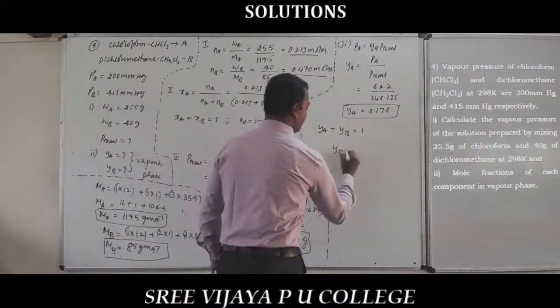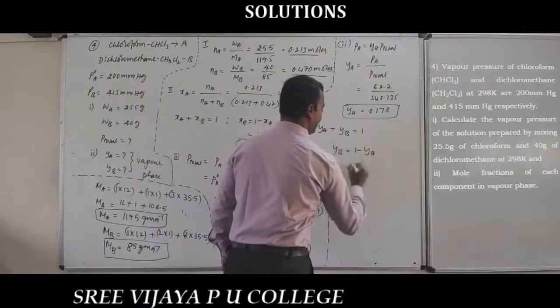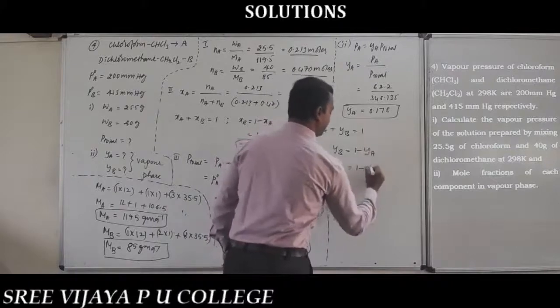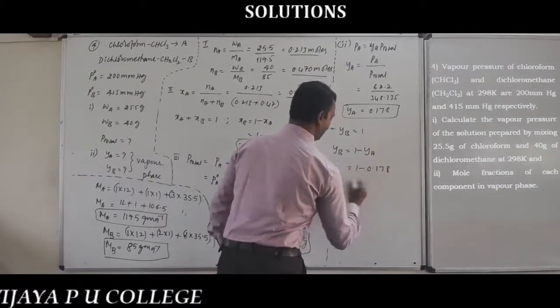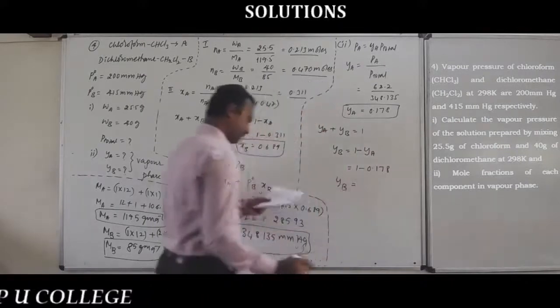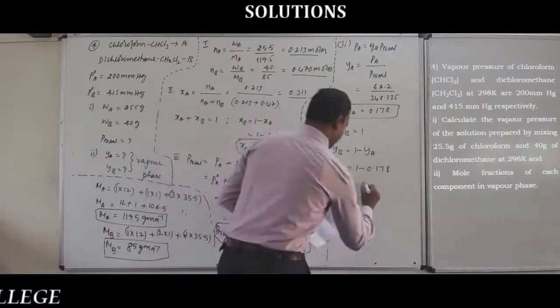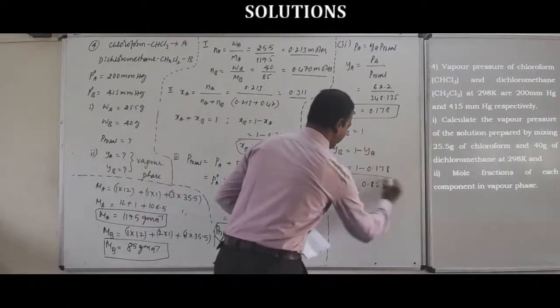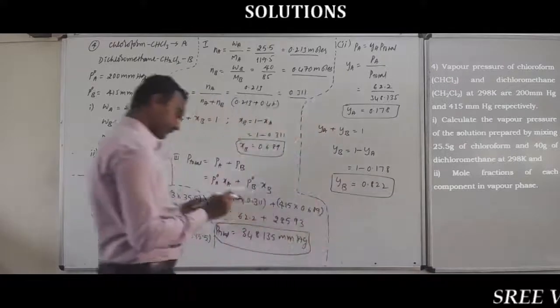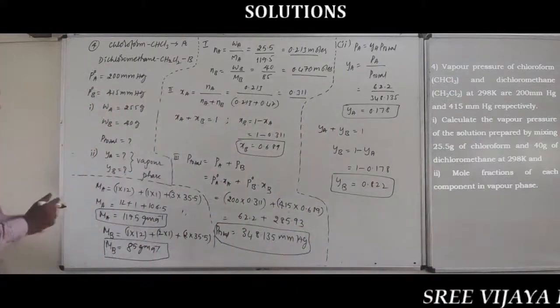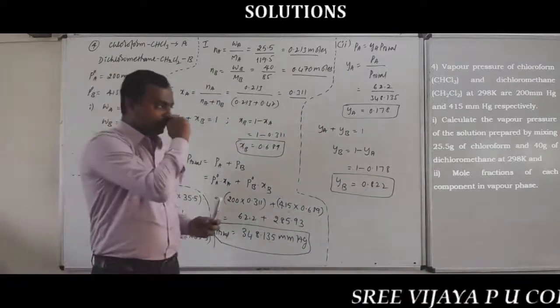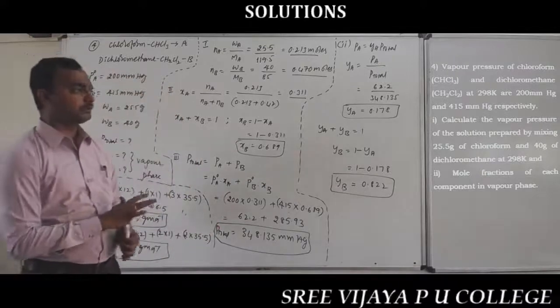So therefore Yb is equal to 1 minus Ya, 1 minus 0.178. That is Yb is equal to, what do you get? So that is equal to 0.822. That is the mole fraction of component B. So in this problem, the intention is to calculate the vapor pressure of the solution.